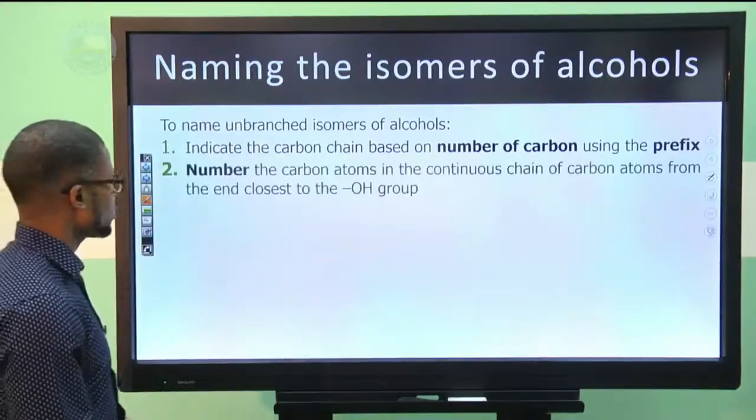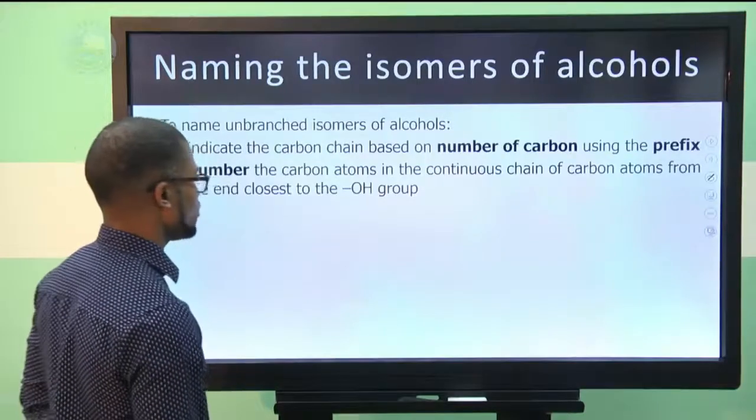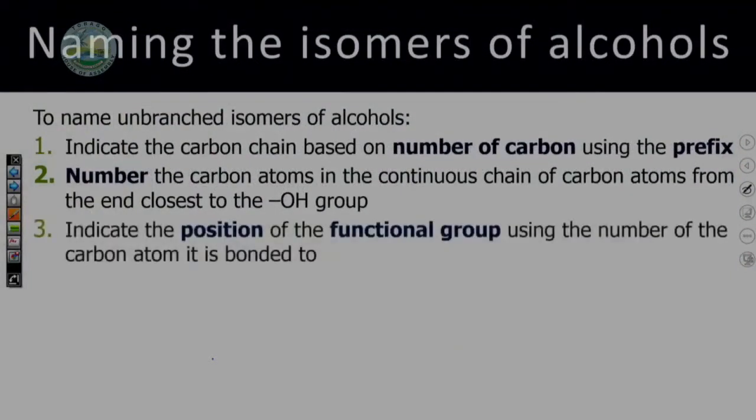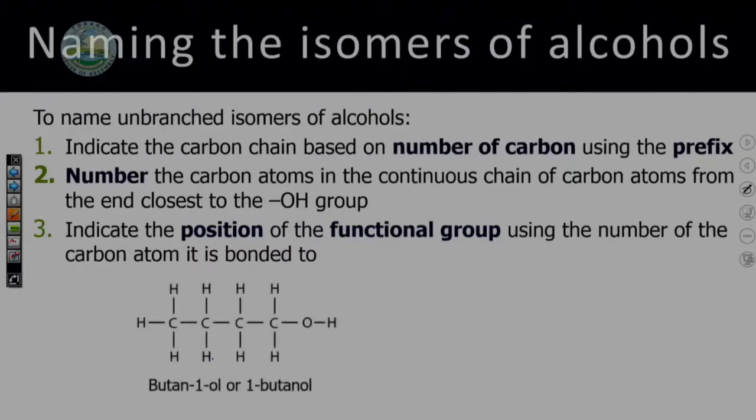The second one says number the carbon atoms in the continuous chain of carbon atoms from the end closest to the OH group. All right, we're going to demonstrate that just now. And the third one, we said indicate the position of the functional group using the number of the carbon atom it is bonded to. So let's take an example.